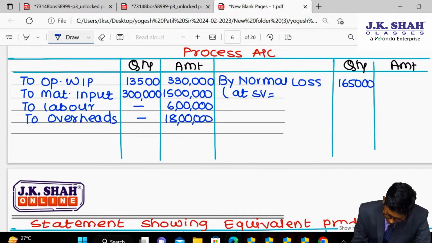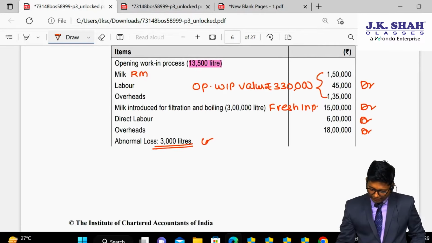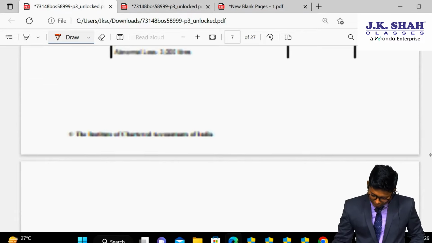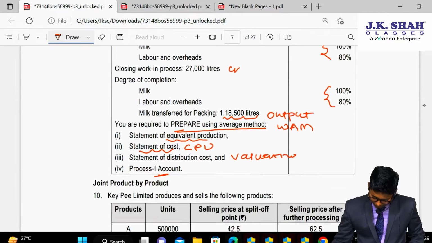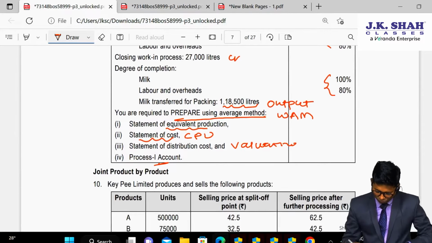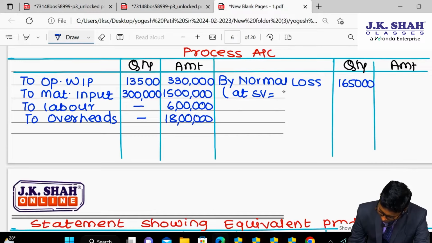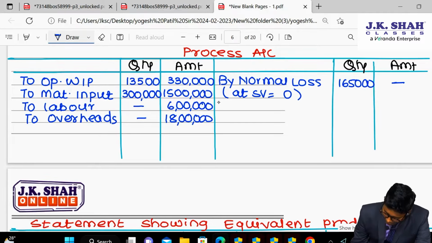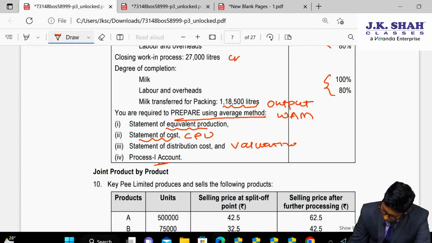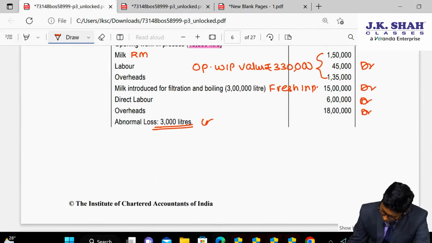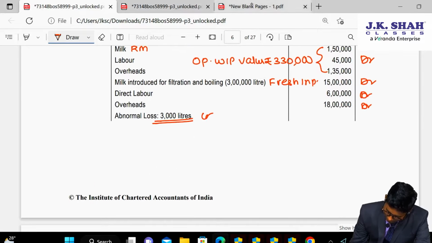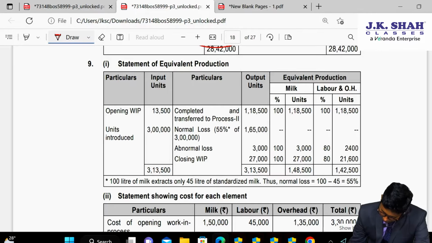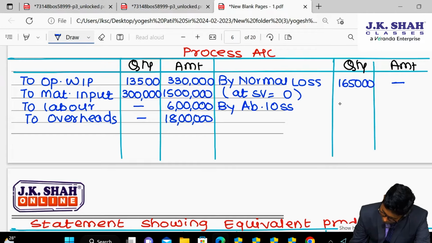It is to be valued at scrap. If you read the entire question, there is no scrap value given anywhere. Please check one more time. No scrap value is given. That means it has no realizable value, that is lost. After that I am recording abnormal loss. Abnormal loss is given in the question as 3000 liters, and I am directly recording the 3000 liters in my solution.